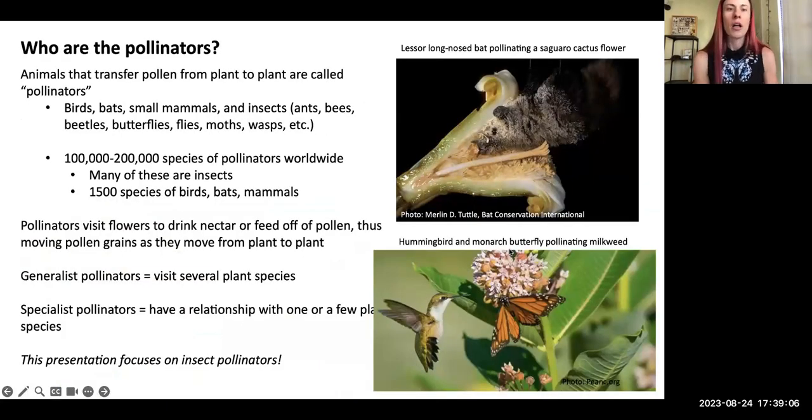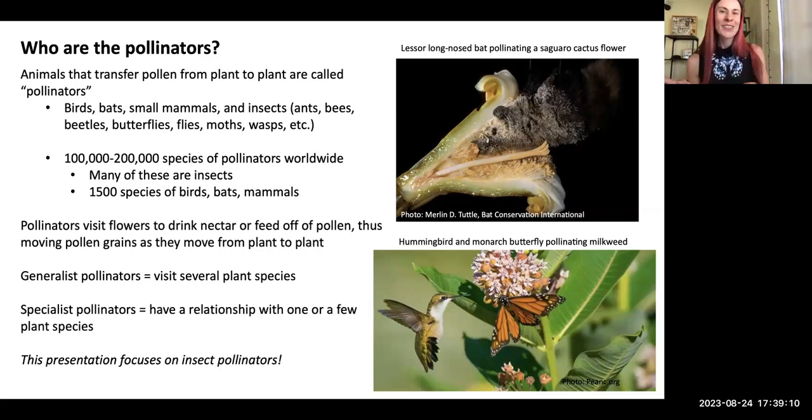So who are the pollinators? I keep talking about the different animals, these different pollen vectors. These animals that are moving pollen are pollinators: birds, bats, small mammals, and insects. And among the insects, there are a lot of different types that are pollinators beyond just bees, things like ants, beetles, butterflies, flies, moths, wasps.